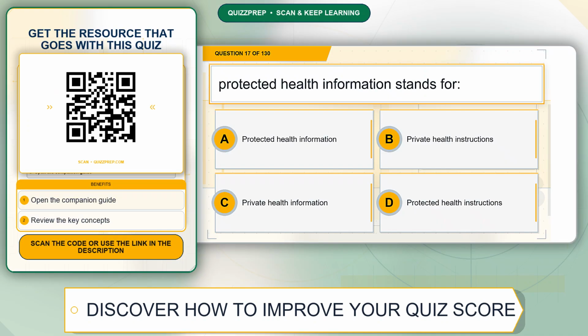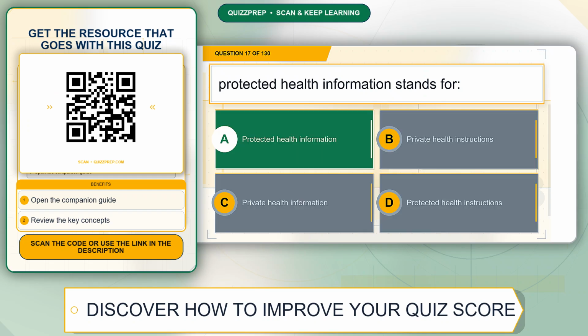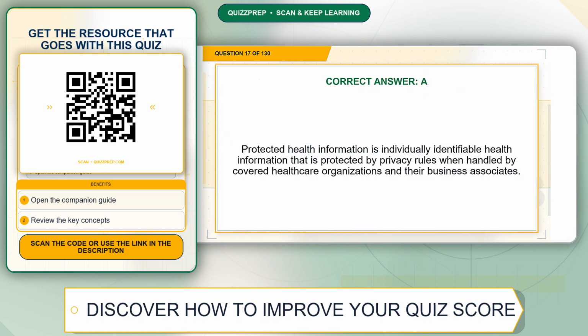Question 17. Protected health information stands for: Option A, protected health information. Option B, private health instructions. Option C, private health information. Option D, protected health instructions. The correct answer is option A, protected health information. Explanation: protected health information is individually identifiable health information that is protected by privacy rules when handled by covered healthcare organizations and their business associates.